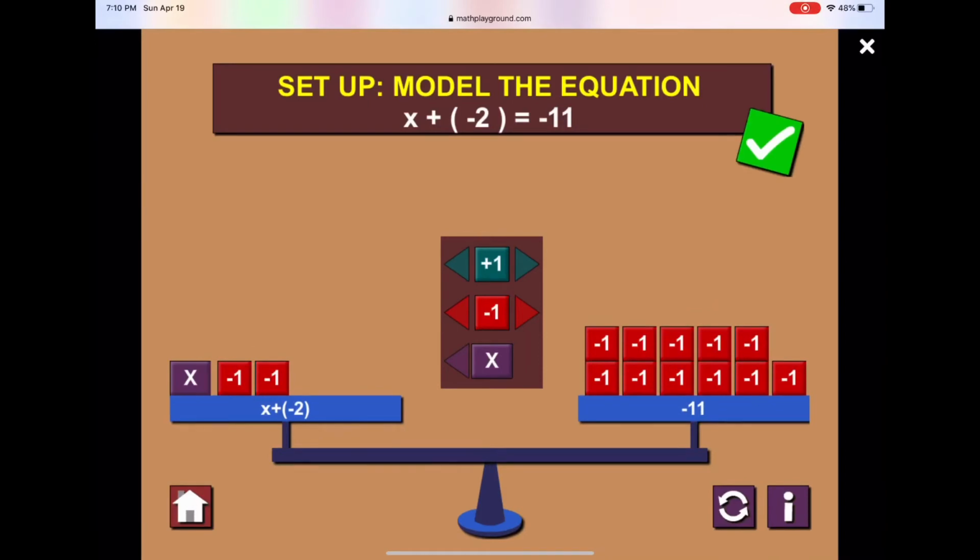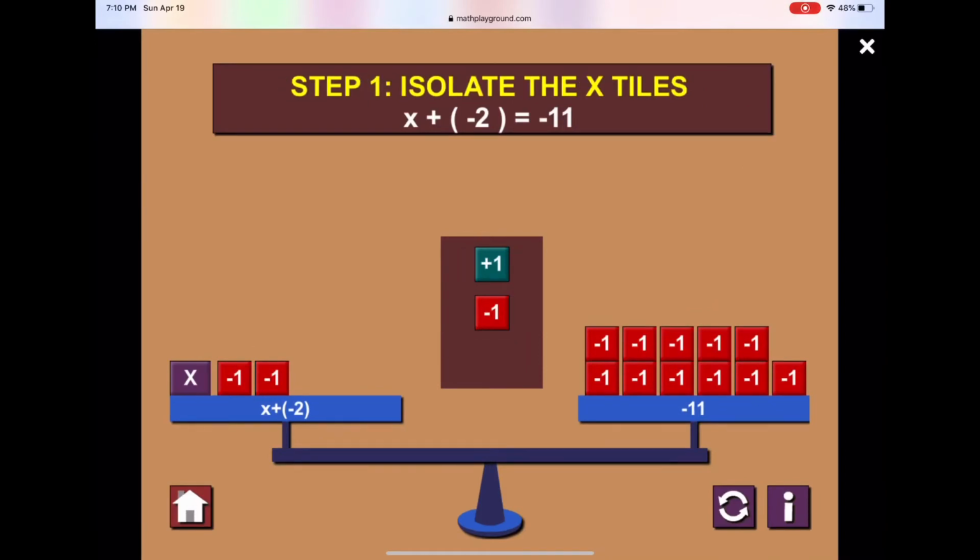Awesome, we got that check mark. Go ahead and click it. And now it says step 1, isolate the X tiles. Do you remember what the word isolate means? Yep, it means to get the X by itself, to get something by itself.